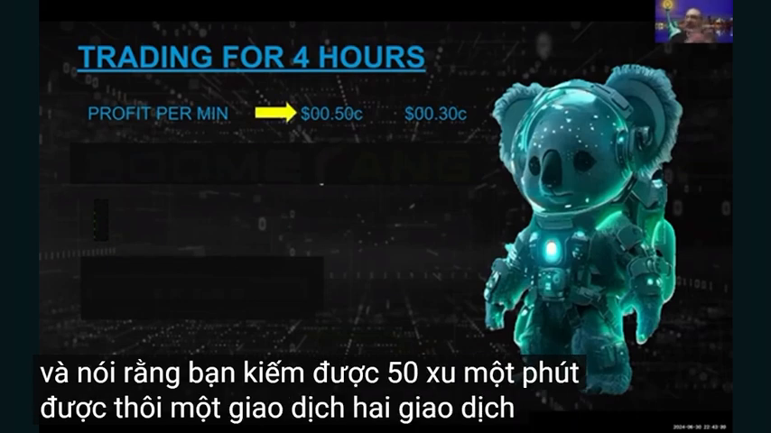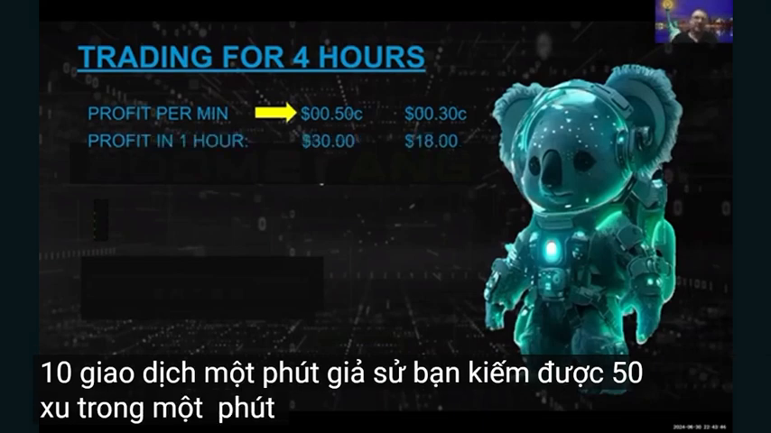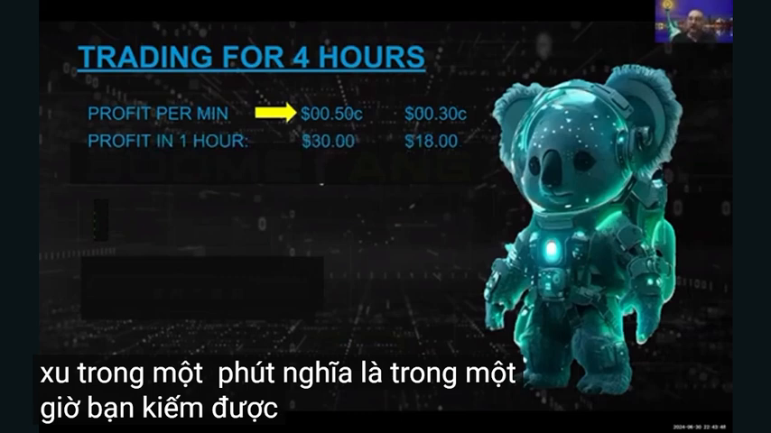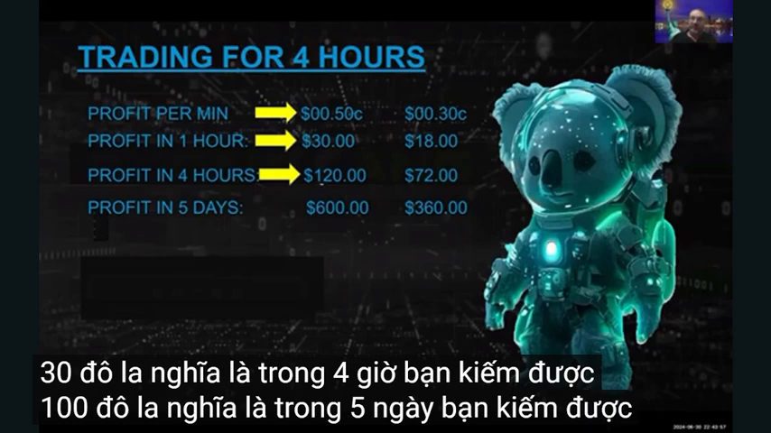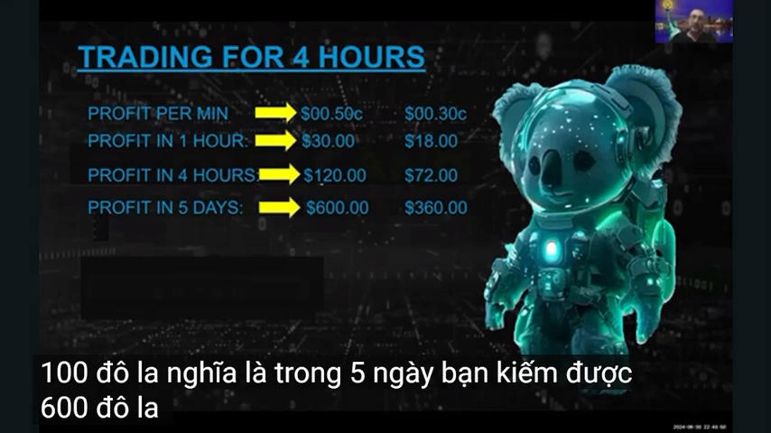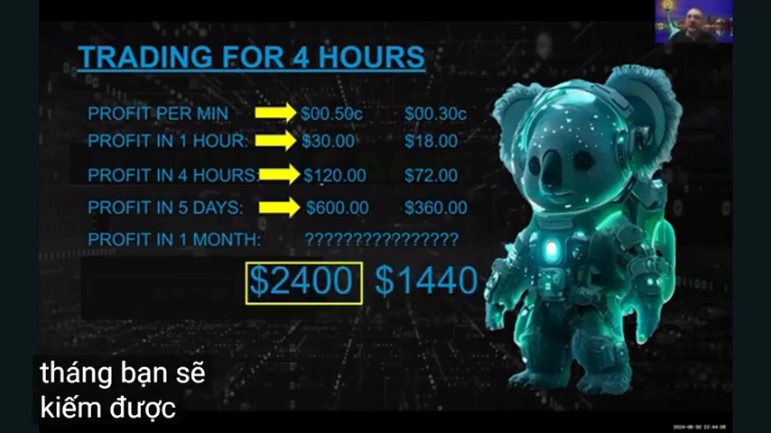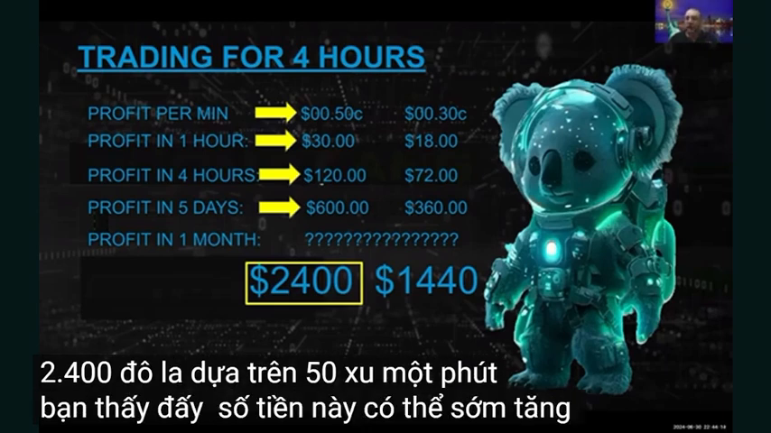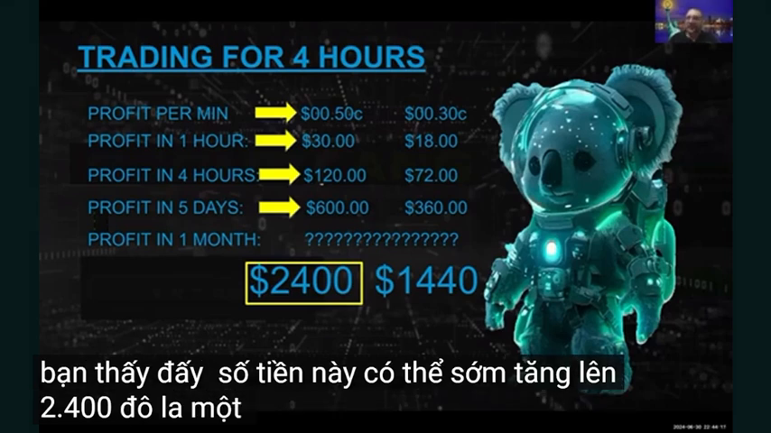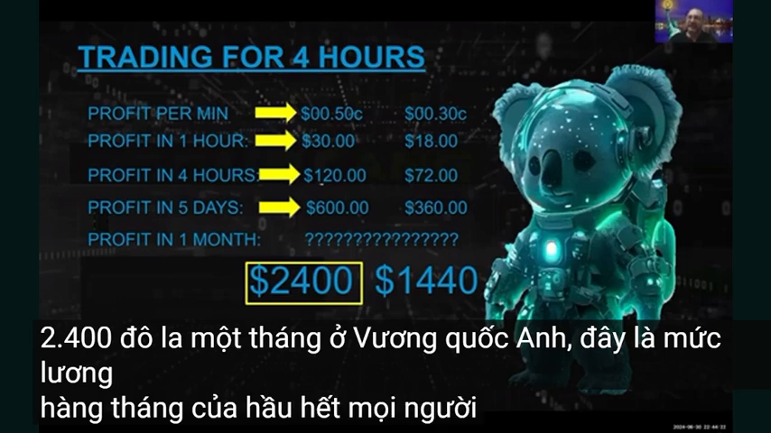Okay, 1 trade, 2 trades, doesn't matter. 10 trades a minute. Let's say you make 50 cents in 1 minute, which means in an hour you're making $30, which means in 4 hours you're making $100, which means in 5 days you're making $600, which means in 1 month you're making $2,400 based on 50 cents a minute. You see how this can soon grow. $2,400 a month. In the UK, that is most people's monthly salary.